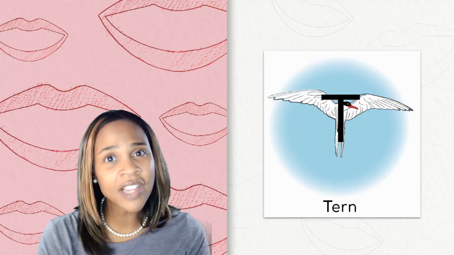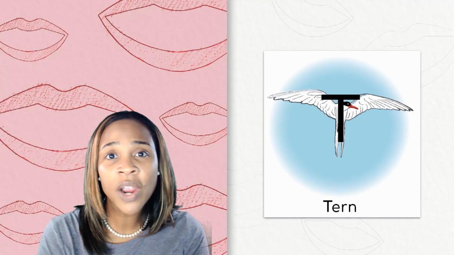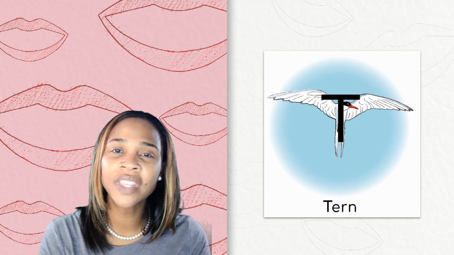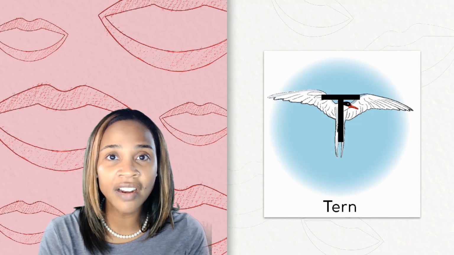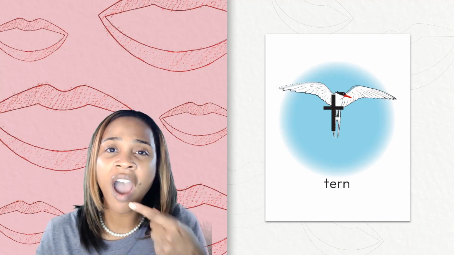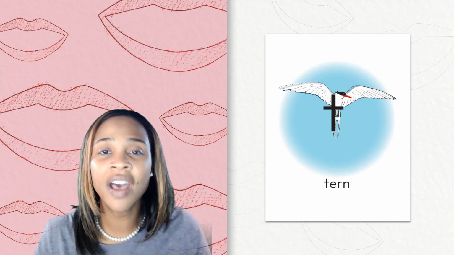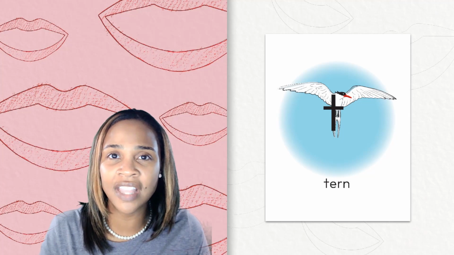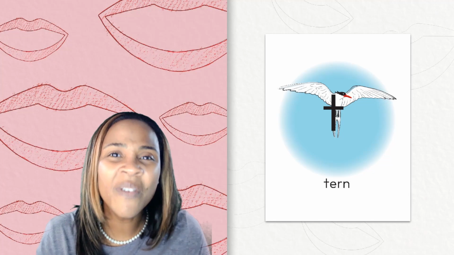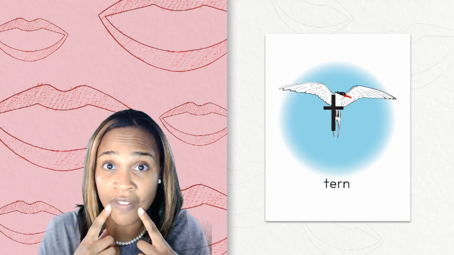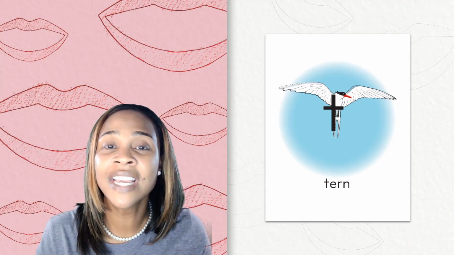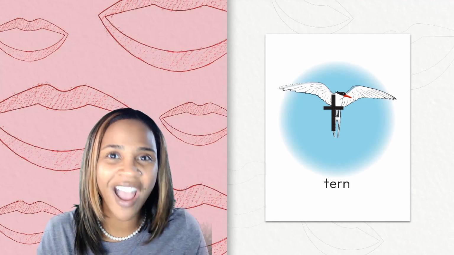Articulatory gestures. This is our picture of our turn. Our turn begins with the letter T. T, t, turn. T, t, turn. Notice how when we say the t sound, our tongue touches the tip of our teeth, the back of our teeth. We can feel it t as we say that sound. I want you to try and see if you can feel your tongue touch the back of your teeth in your mouth when you make the t sound for turn. Go ahead and try it.